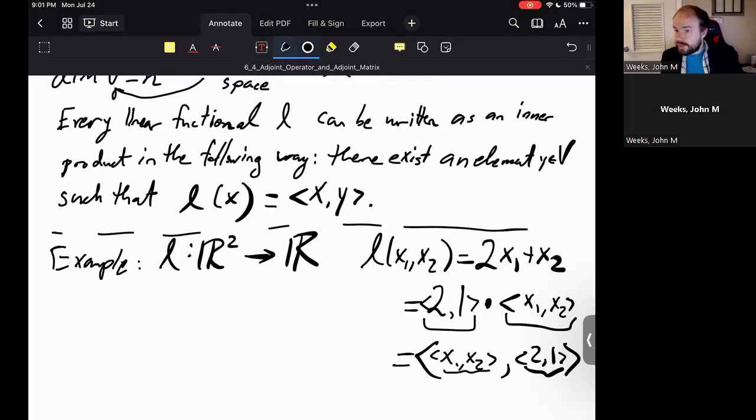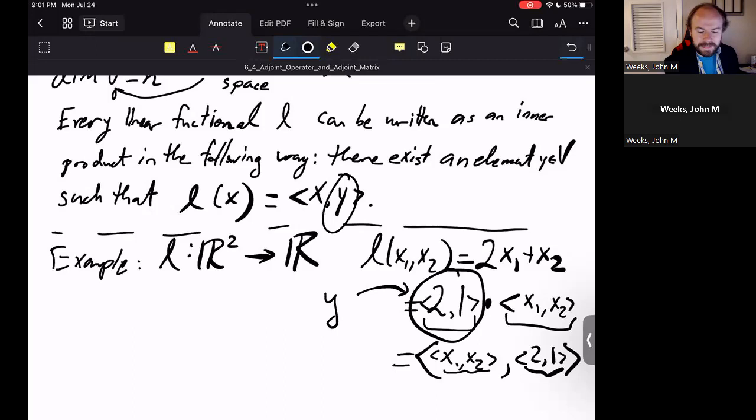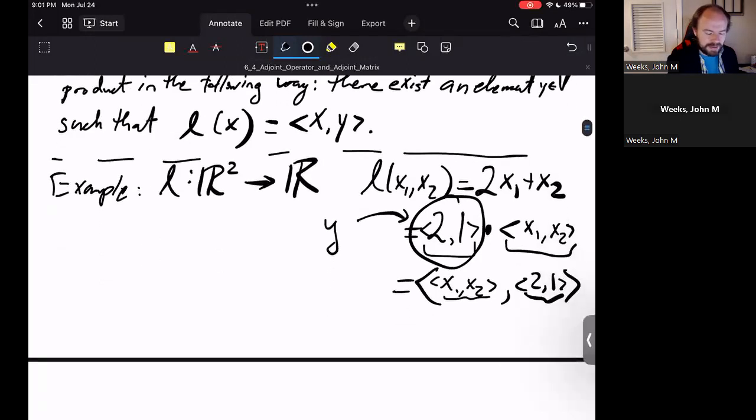So now here we've written an example of a linear functional, and it turned out that this was actually just taking the inner product with a fixed element y. This is holding the same form of y that we had up here. This is the thing that we are taking the inner product with in order to make this linear functional what it is.